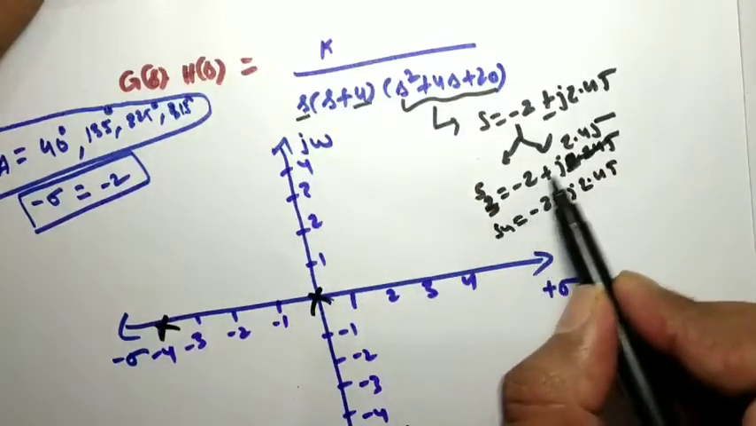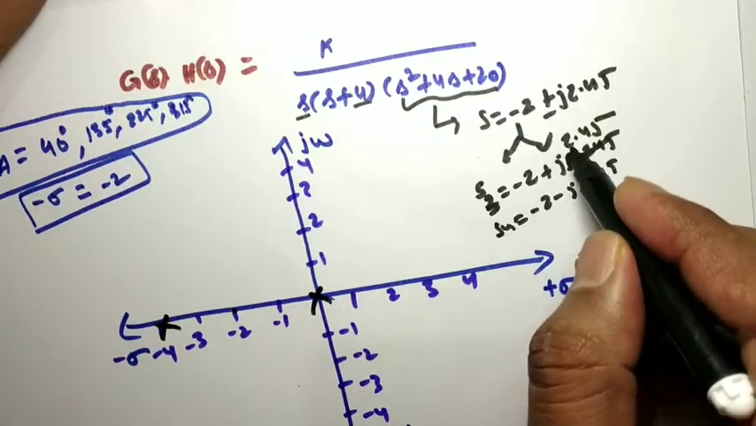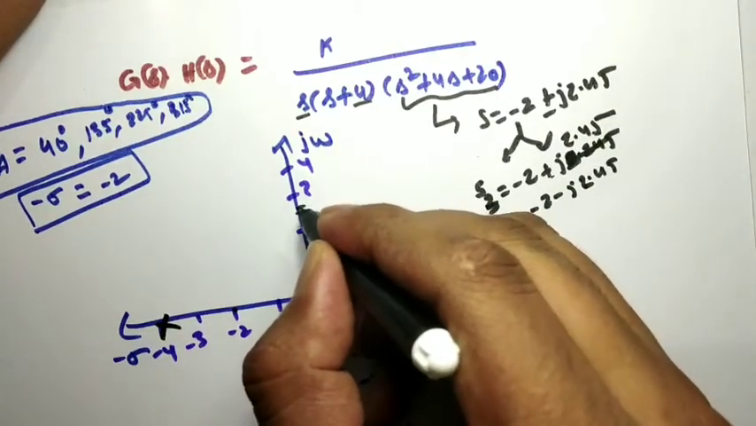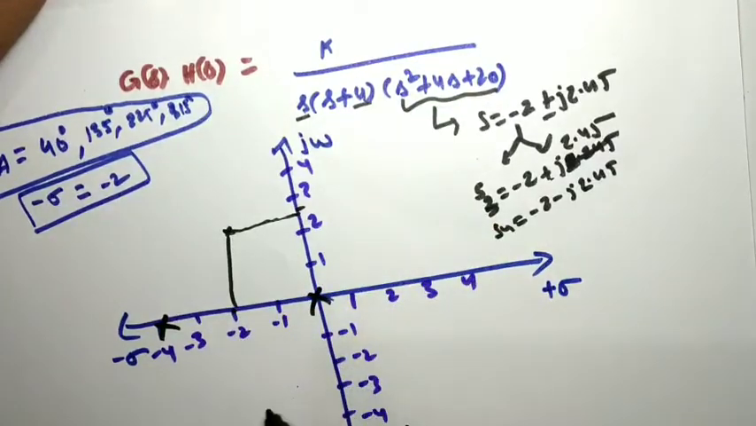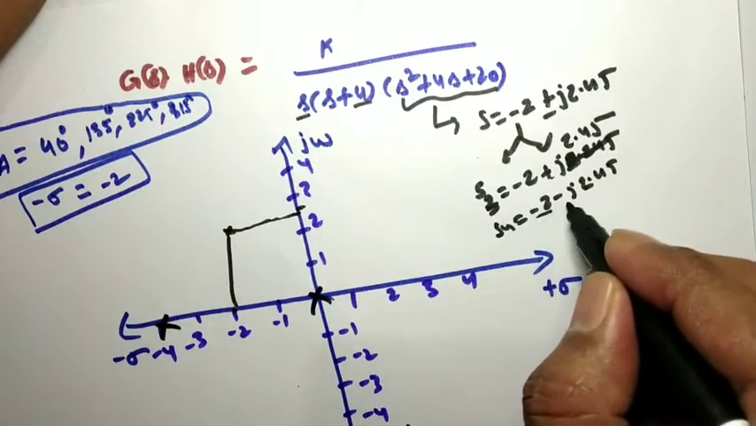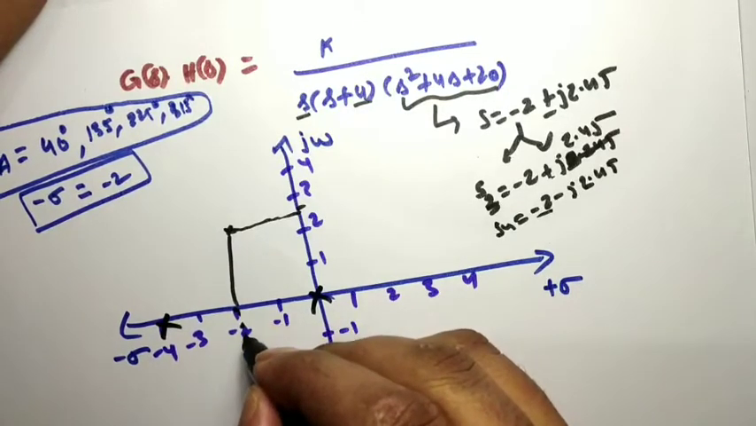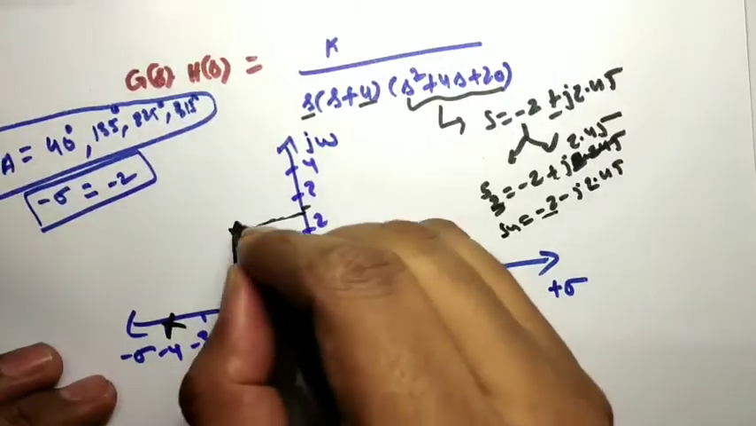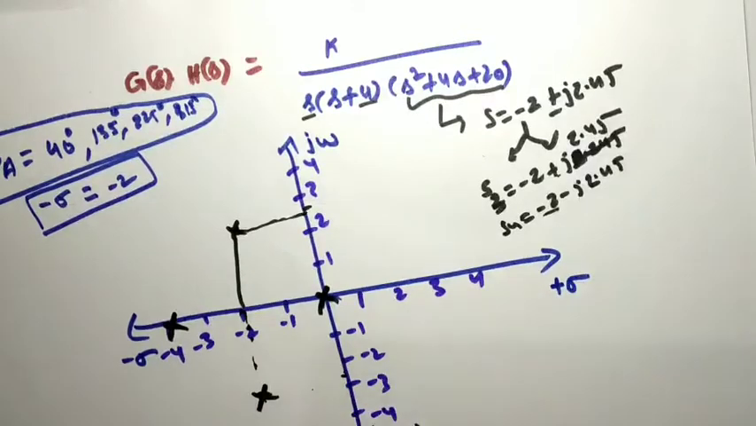What about this -2? Where is the -2? Here is the -2, plus j 2.45, somewhere here. So here is one pole, here is one pole, here is one pole, here is one pole. So 4 poles I have located.